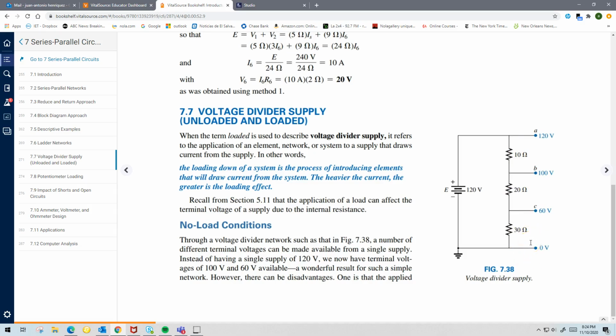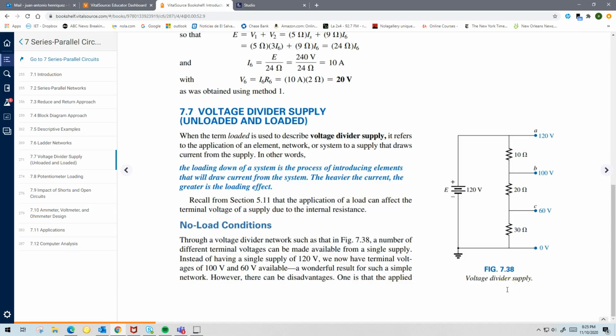I hope that's clear, right? Make sure that you understand that. So the voltage from C to ground is 60. The voltage from B to ground is 100. The voltage from A to ground is 120, right? Don't be confused by that. Make sure you understand that. And you can use voltage division to corroborate it.